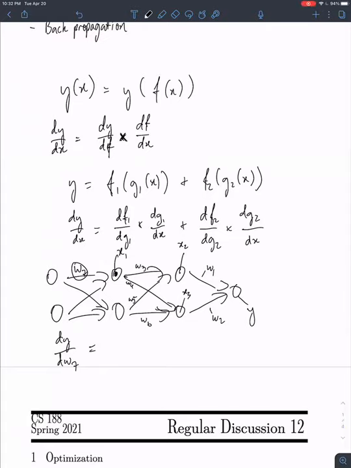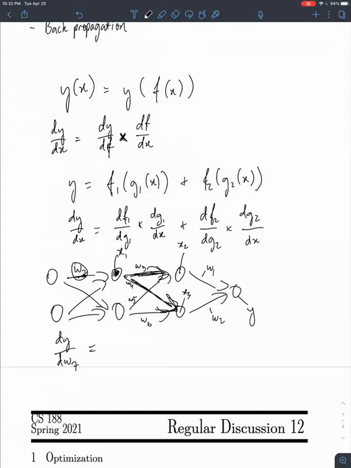So y depends on the value of x2, right? And also the value of x3. And the values of x2 and x3, they sort of depend on w7, right? Because w7 influences what x1 is, and x1 here, by this way, it influences what x2 is, and by this way, it influences what x3 is.